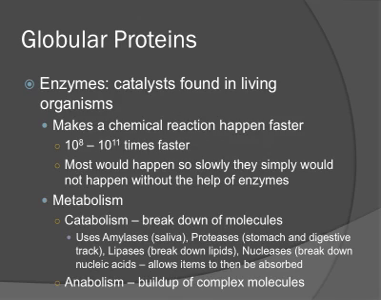So a couple of examples of these types of proteins are, first of all, enzymes. Enzymes are very, very important in your body, and they are catalysts. A catalyst is something that makes a reaction happen faster, so enzymes make the chemical reactions in your body happen 10 to the 8 to 10 to the 11 times faster.